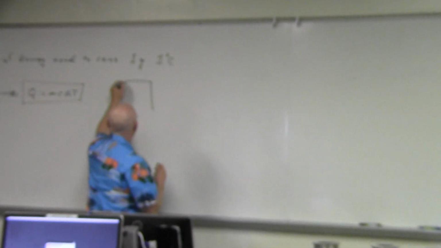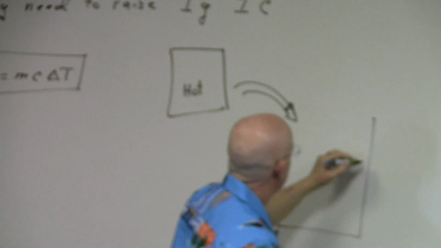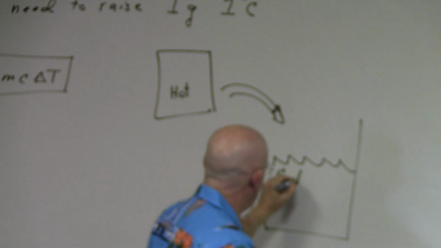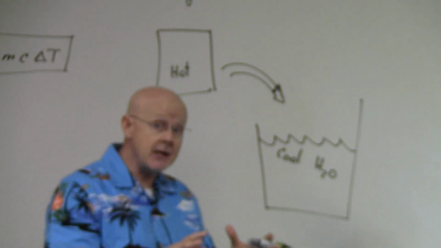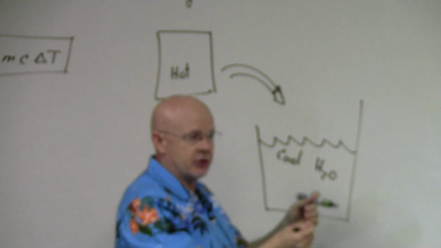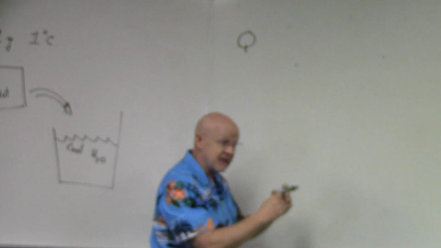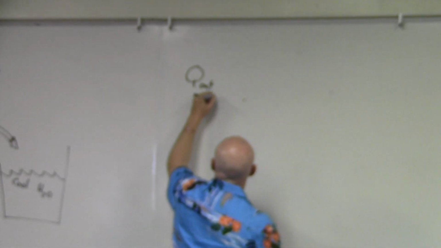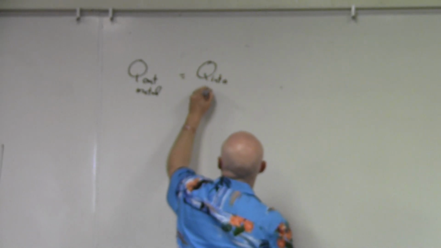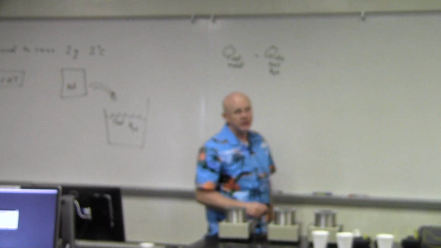Because if I could draw a picture before I show you the equipment, it would look like this. You're going to take a hot piece of metal and you're going to put it into a little styrofoam cup that has some cool water. The heat energy will come out of the metal, so the metal is going to cool down. And as you put it in this water, the water temperature is going to go up. Because of conservation of energy, the heat that comes out of the metal is equal to the heat that goes into the cool water. That's the whole idea behind this equipment that we're going to do in just a second.